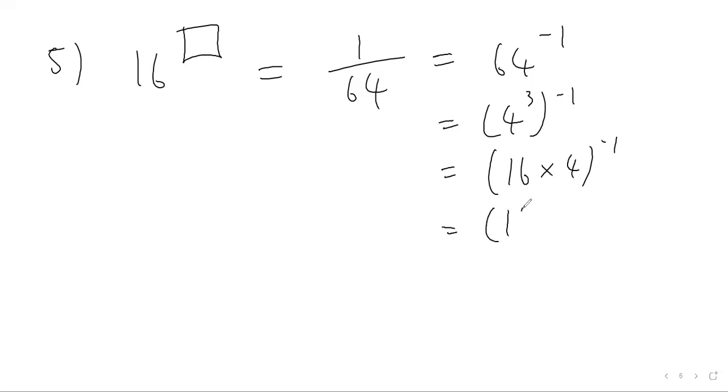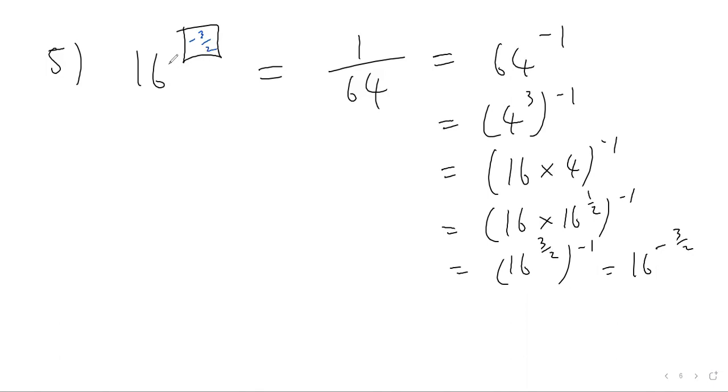So what we've got here is 16 times 16 to the power of a half, all to the power of minus 1, which is 16 to the power of 3 over 2, to the power of minus 1. Using our rules of indices, we can then multiply the powers by negative 1. So we get 16 to the negative 3 over 2. So the number that's going to go in the power here is negative 3 over 2. So 16 to the power of minus 3 over 2 is 1 over 64.